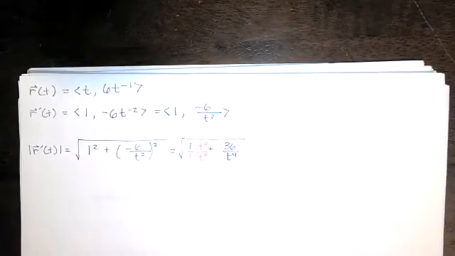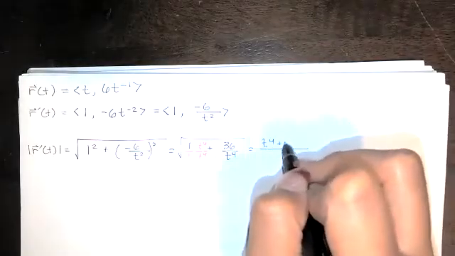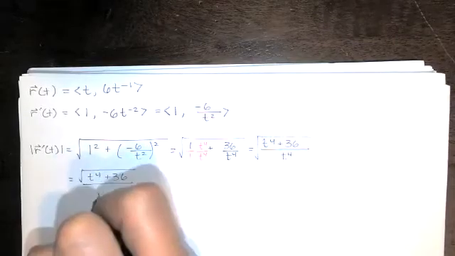That's legal as long as I also multiply the numerator by t to the fourth. Now the denominators are the same, so we keep the common denominator and add the numerators. And you've got the square root of a fraction, so you can take the square root of the numerator and the square root of the denominator separately.